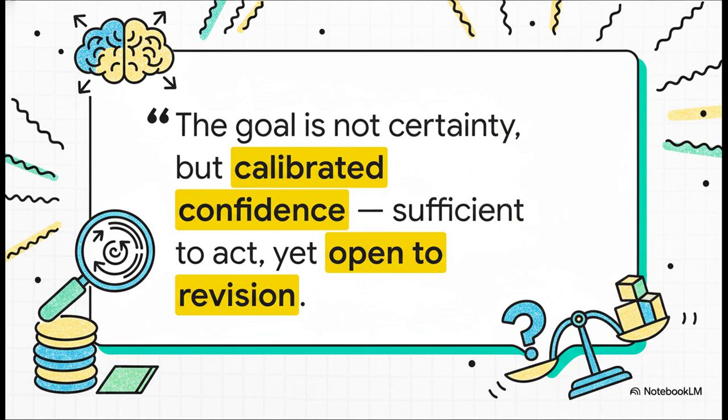So what's the big picture here? What's the main takeaway? I think this quote from the book captures it perfectly. In the world of real-world evidence, we are not chasing some impossible dream of absolute certainty. The real goal is what's called calibrated confidence. That means having enough solid evidence to make a good decision right now, while always being humble enough to change our minds when better evidence comes along.